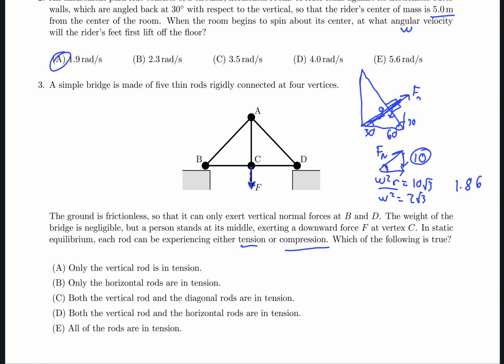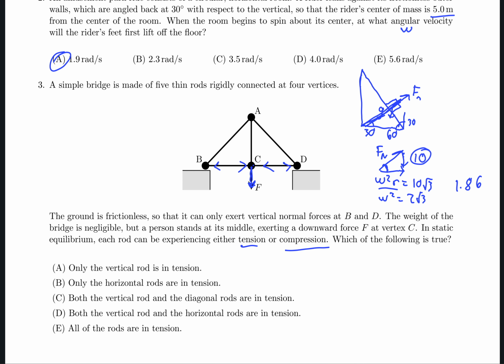Now let's evaluate each of them. BC. Is this being pulled outward or inward? So if I imagine it were a little stretchy, what would happen is the force would sort of pull it inwards or downwards, and it would fall if BC were more stretchy, and then BC would be stretched out. So it's not being compressed, it's being tense. It's in tension.